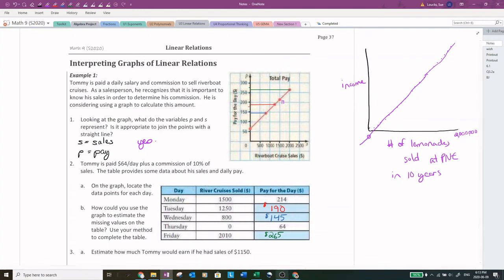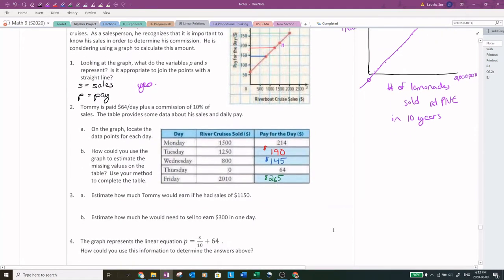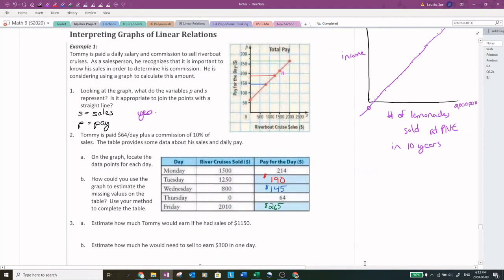Okay, 3A, estimate how much Tommy would earn if he had sales of $1,150. So we need to find 1,150 along the graph. So halfway between 1,000 and 1,500 is 1,250, and halfway between 1,000 and 1,250 is 1,125. So 1,150 is a little bit more than that. So it's going to be in here somewhere. So I need to put a line there.